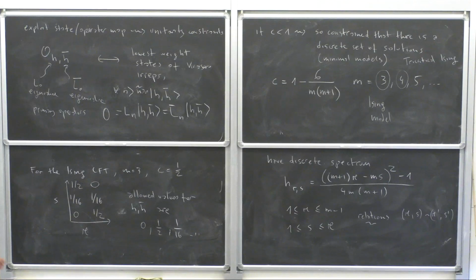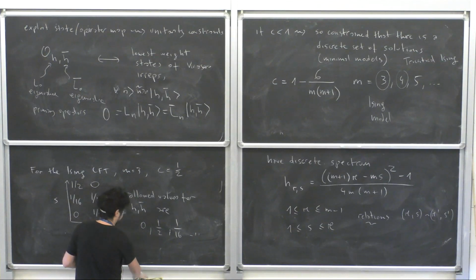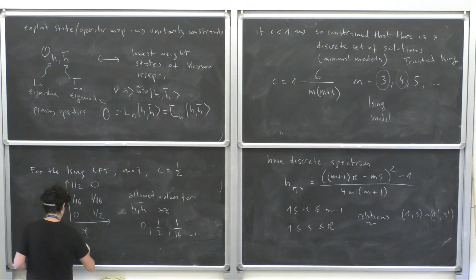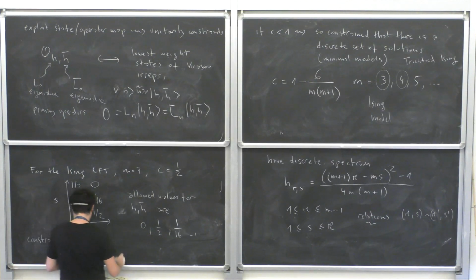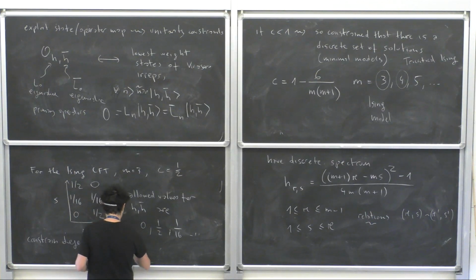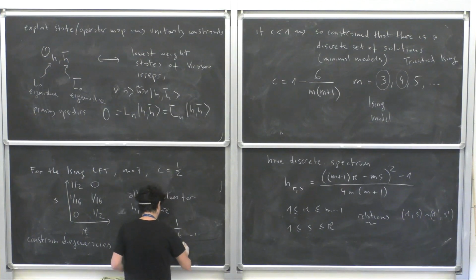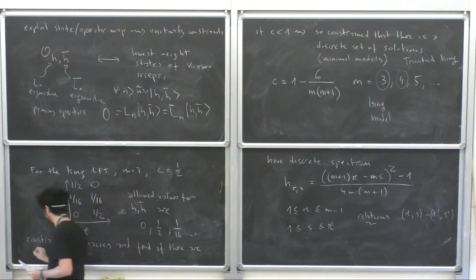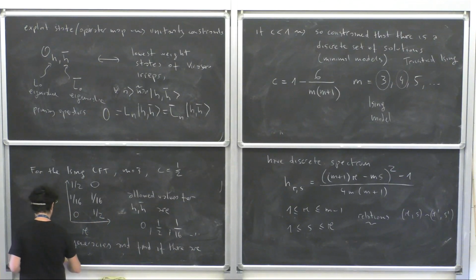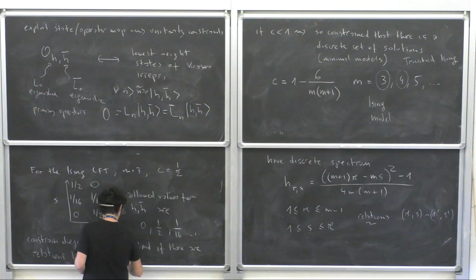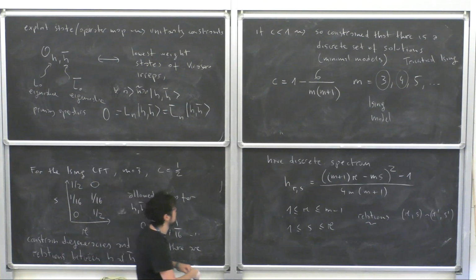Now, in order to understand more precisely what is the spectrum of the theory, we still need to constrain the possible degeneracies and find if there are relations between h and h bar.